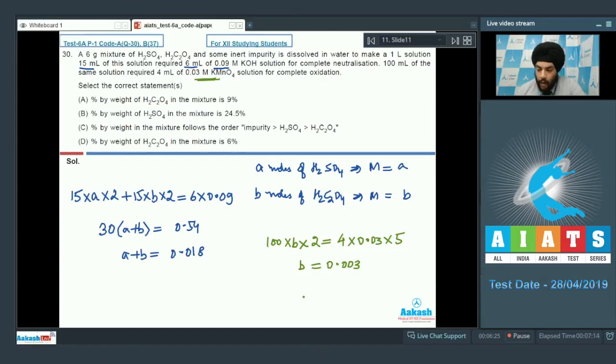So we have 3 millimolar solution of H2C2O4 and we have the value of A equal to 0.015. So we can now have the masses. So these many moles were added in 1 liter solution. So the mass of H2SO4 will be equal to 0.015 into 98. So this will give us a value equal to 1.47 grams.